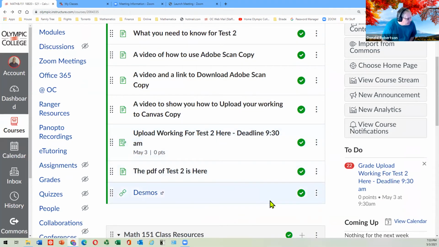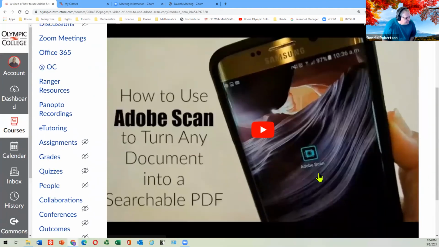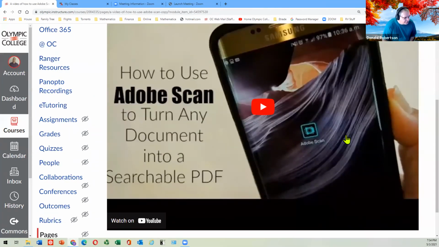And essentially, unless you've got other means, you're going to use a tool called Adobe Scan. So here is a video on how to use it. I'll put that up, and that'll be up by Wednesday. When we start, I'll show you that. But this will be the same video. You click on it, and it tells you how to use Adobe Scan.